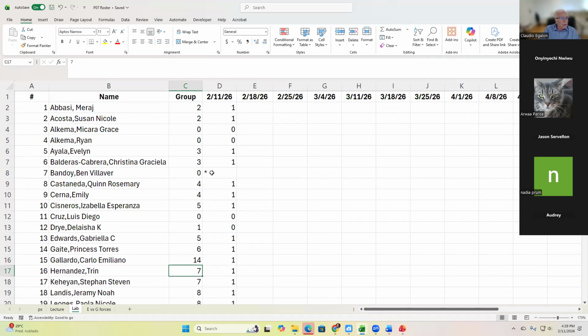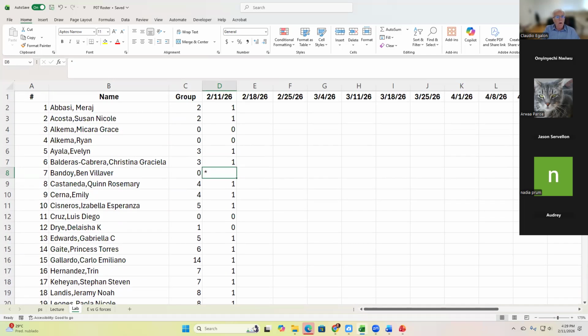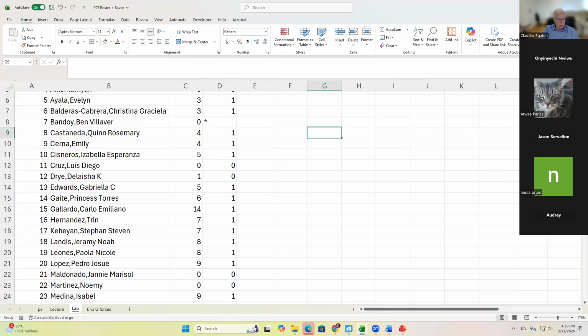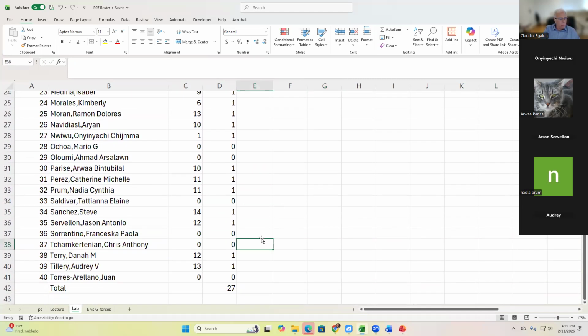The other student that I saw here, Ben, are you there? Ben Bandoy. Okay, Ben must be away from his computer. So it looks like everybody has a group with the exception of Ben. Okay, and Carlo and Steve, exchange contact information.